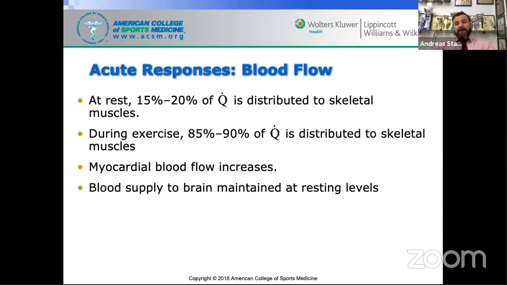Blood flow. At rest, not a lot of the cardiac output is distributed to skeletal muscle. Why? Because we don't need to. It goes anywhere else, brain, our organs, because we may eat or just absorb food. But during exercise, things get different. Most of that, up to 90%, goes towards the skeletal muscle, because we need that voluntary contraction, and we need, as we said, oxygen to go there, and all those byproducts to get away from there.